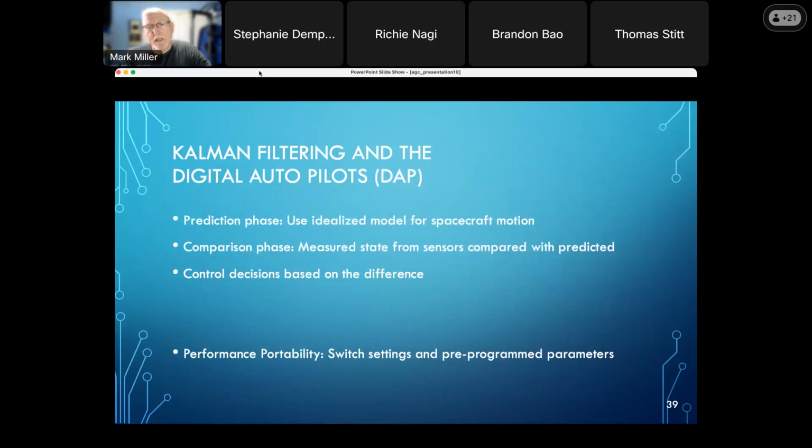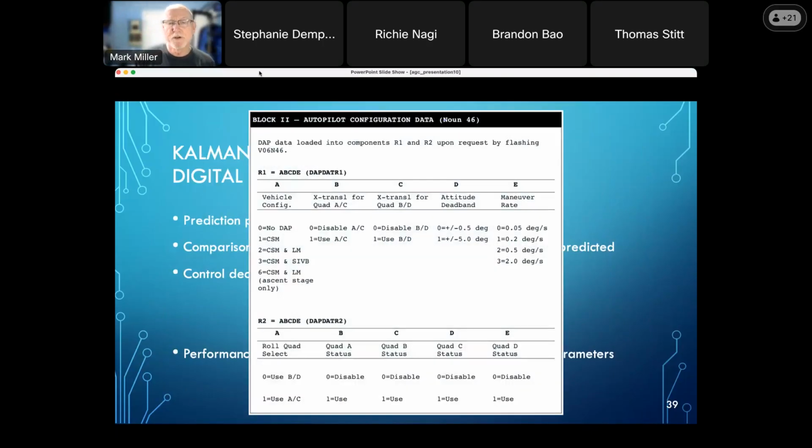So the digital autopilot was a large piece of software, but the question is, how did they handle a lot of different configurations of the hardware? That was basically a set of parameters that were input to the software. So you saw those control panels. The astronauts would go through a checklist when they're going to do a burn, turn this switch that way, turn this switch that way.